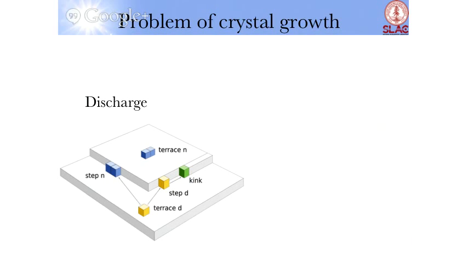The problem of crystal growth is very complicated, and that's because there's a whole host of paths that one could take to grow. What I show here is some of those paths. So what one could do is nucleate on a terrace site.